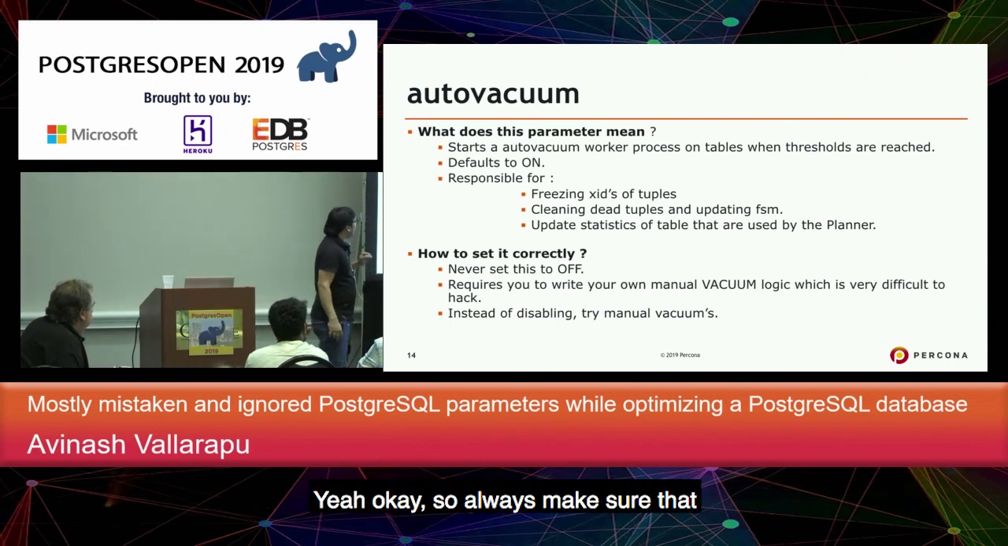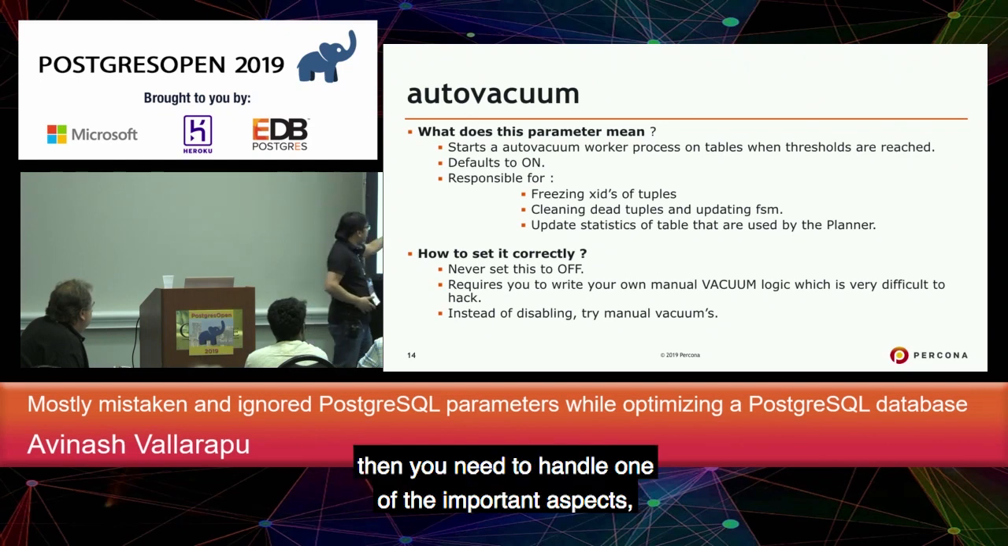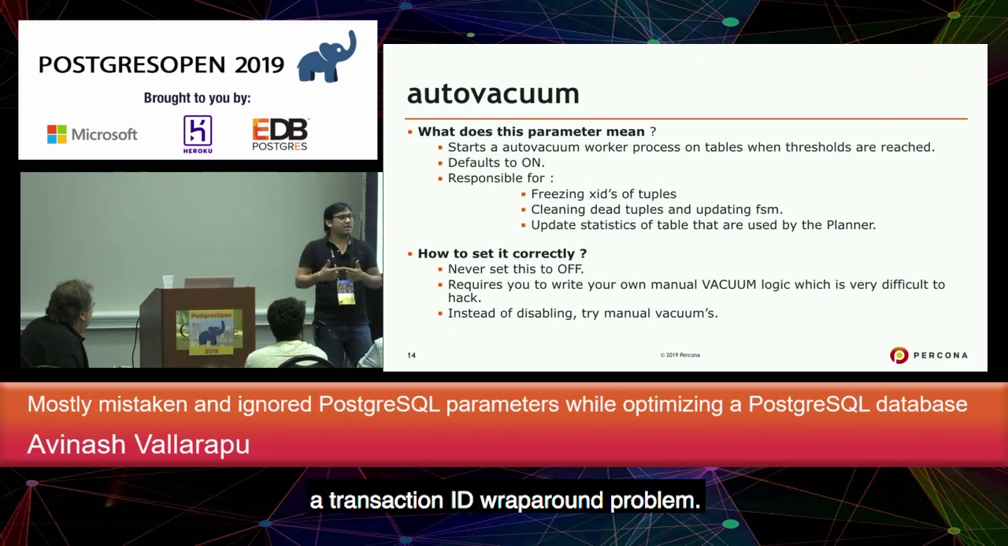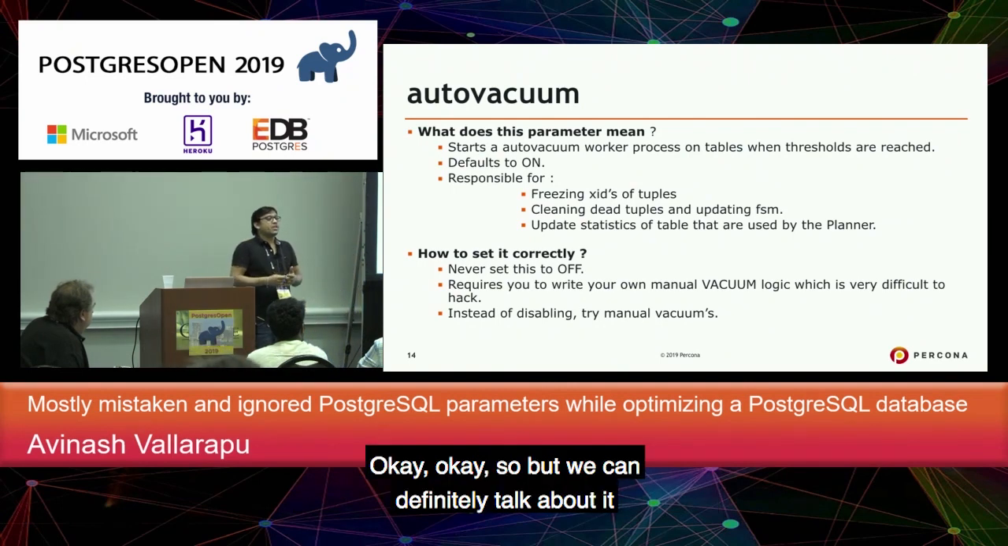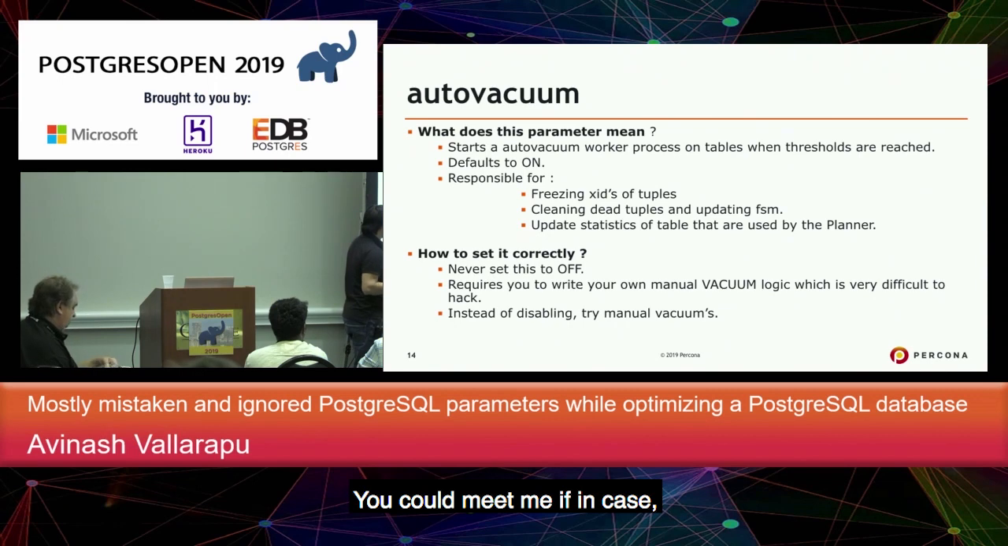OK. So always make sure that you're never turning it off. Because if you're turning it off, then you need to handle one of the important aspects, which is freezing of XIDs, because you could get into a transaction ID wraparound problem. How many of you really understand the transaction ID wraparound problem? OK. We can definitely talk about it after this session. You could meet me if you would like to know that.